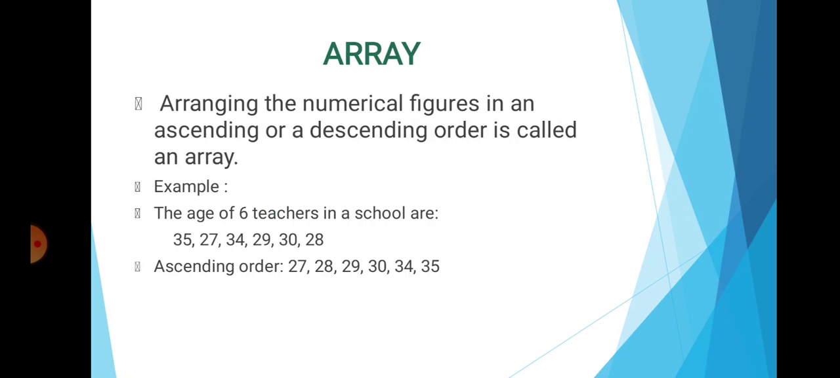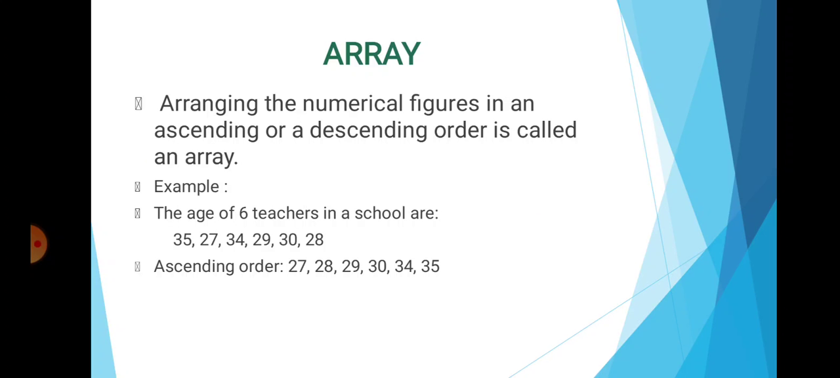Next is array. Arranging the numerical figures in an ascending or a descending order is called an array. The given data you can either arrange in ascending order or you can even arrange in descending order before tabulating the numbers.